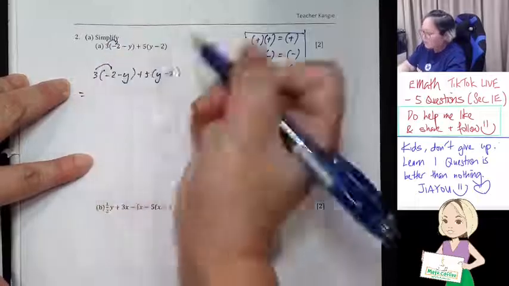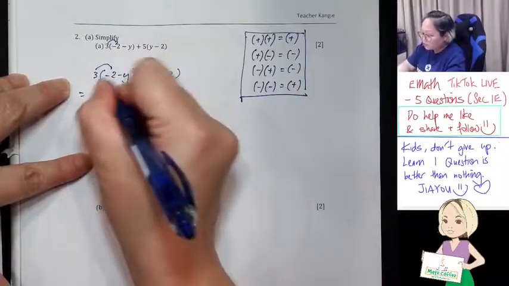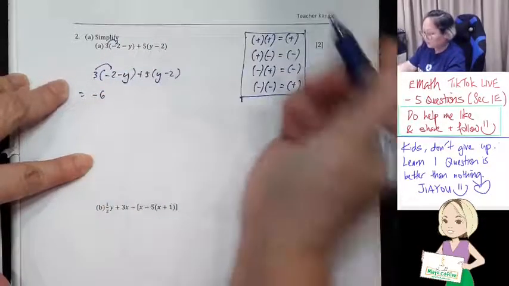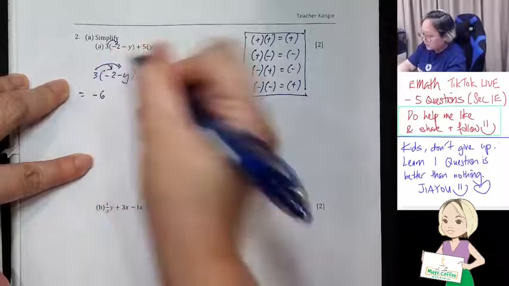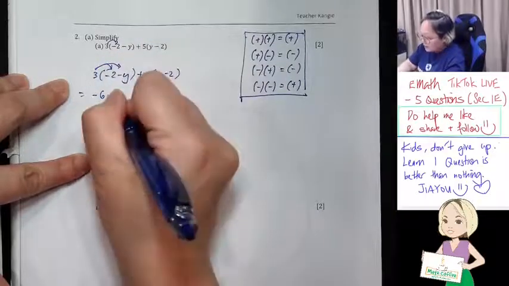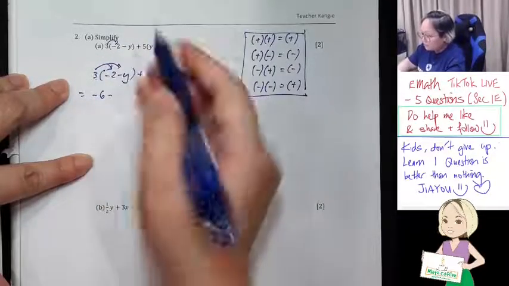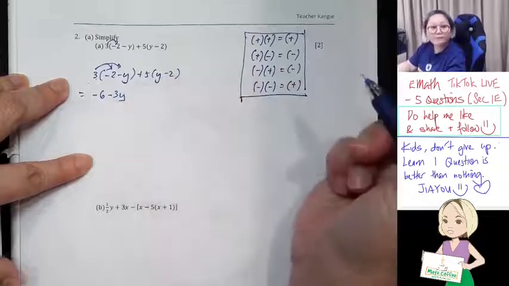So this one, just now we agree it will be negative. 3 times 2, it will be 6. Okay, next, this one times this one. Positive times negative, negative. 3 times y, 3y.